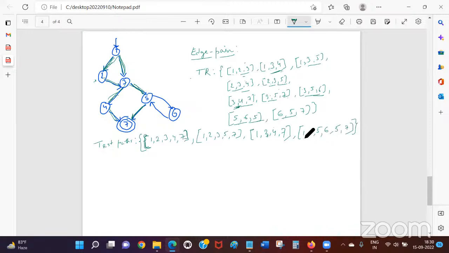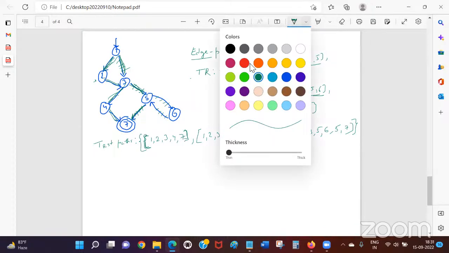Okay, so it is 1 3. So this is the path 1 3, then 3 5, then 5 6, then 6 5, then 7. As you can see, everything is marked over here. So I suppose I have covered everything. If you want to cross check, it's always better to cross check.